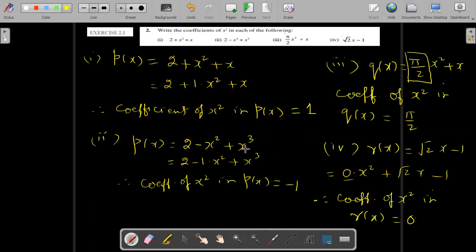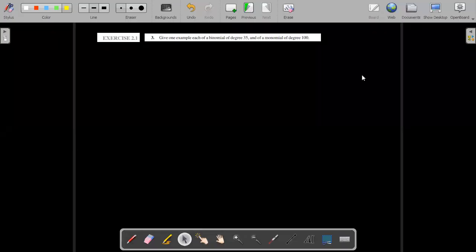X cube. What is the coefficient of x cube? 1. The constant term is 2. Here the coefficient of x is 1. The constant term is 2. Here the coefficient of x is 2. Okay. So they can ask the coefficient of x also. Got it?